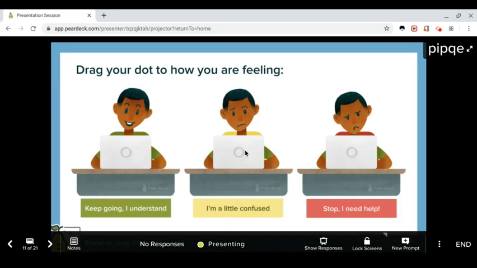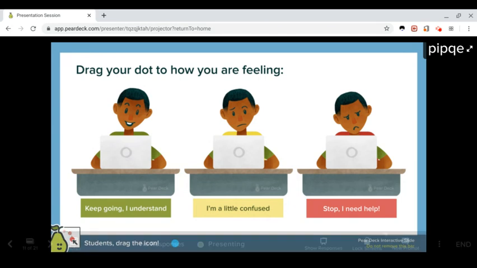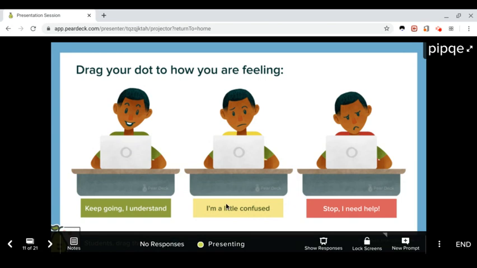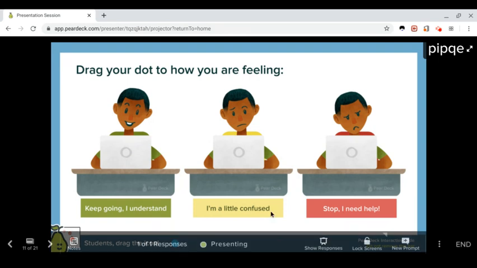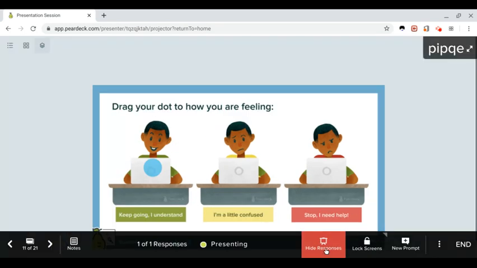And so here's just a little social emotional learning aspect to this lesson. Drag your dot to how you're feeling. I just want to know how everyone's doing and whether I need to slow it down, whether I need to stop and reteach some things for the next lesson, or even now, pause and go over some of the parts that aren't as clear as I thought they were going to be. But hopefully I would want to get all the dots here.